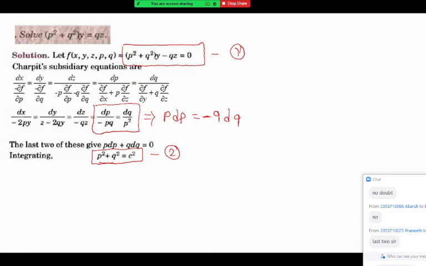Our aim is to get the values of p and q. Now to get the value of q, someone can go with the third and fourth ratio also, and they will get the value of q in terms of a constant, or some other student can go with equations 1 and 2. By 1 and 2 you will observe p square plus q square we took as c square, so c square y is equal to qz.